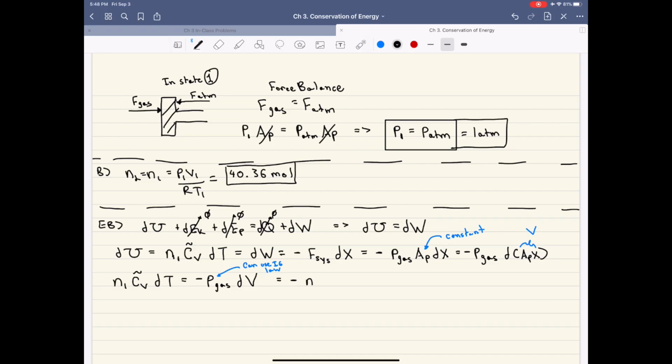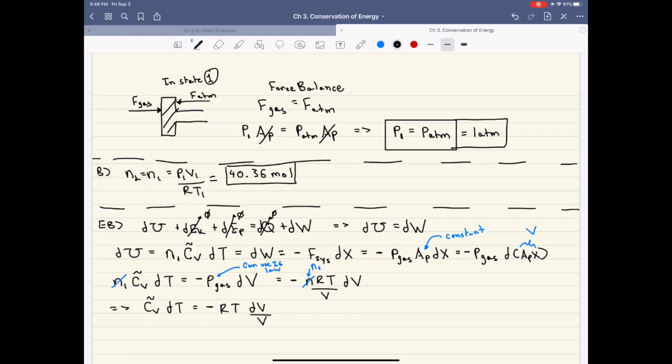And so this is just a general nRT over V. But what we know is that n here is just equal to n1. We know that the moles in the system are going to be constant. And so that allows us to cancel out the n's on both sides of the equation. And what we're left with is Cv dT is equal to minus RT dV over V.